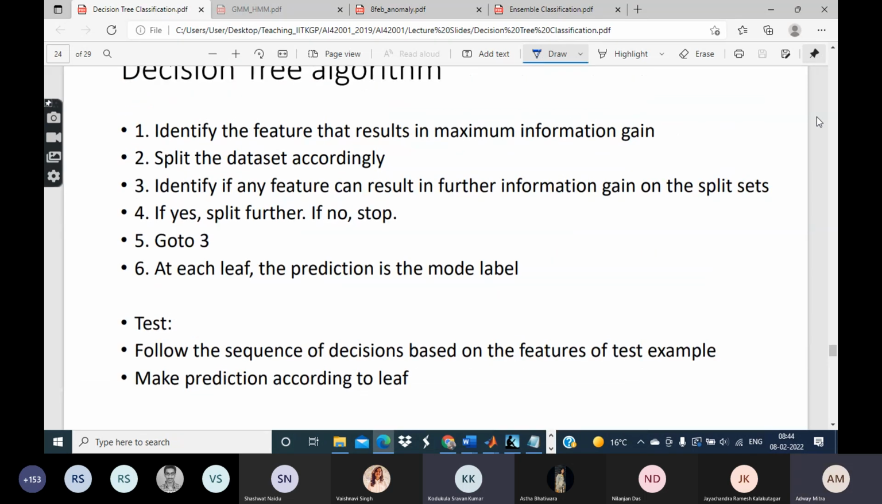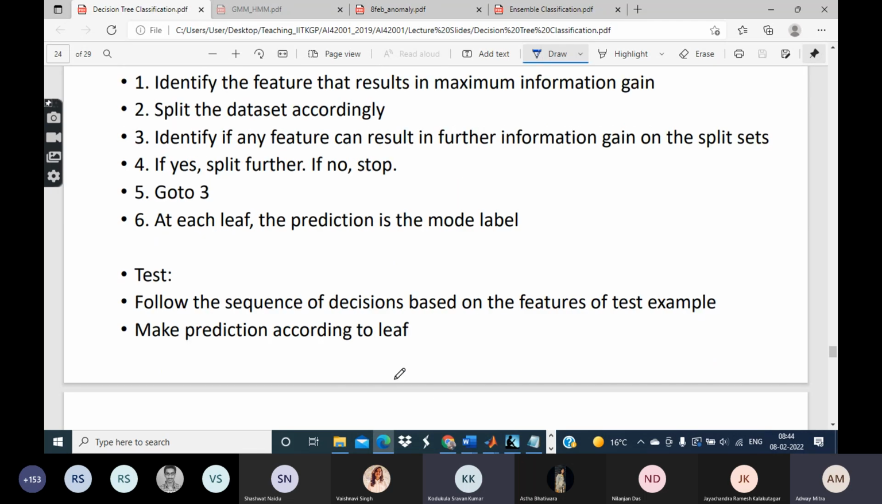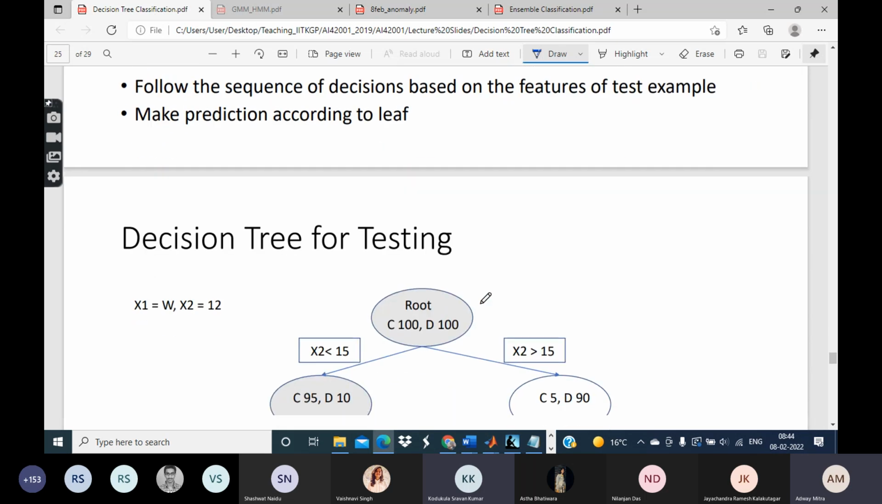So at the testing stage, whenever a new example appears, you just follow the sequence of decisions based on its features, and you keep moving it through the different subpopulations till it reaches a leaf node, and whichever is the modal label of that leaf node, you just associate that label with your testing example.